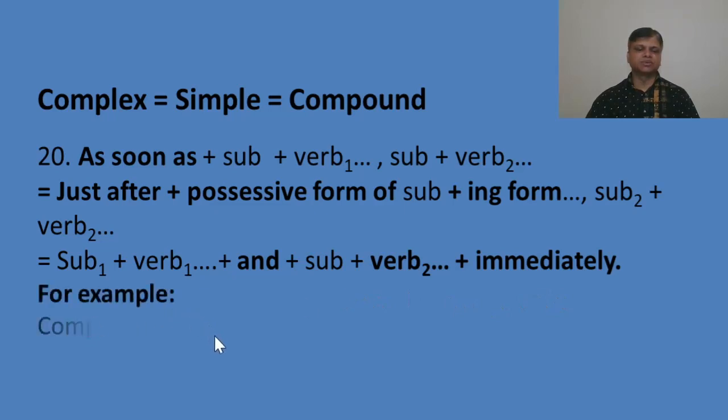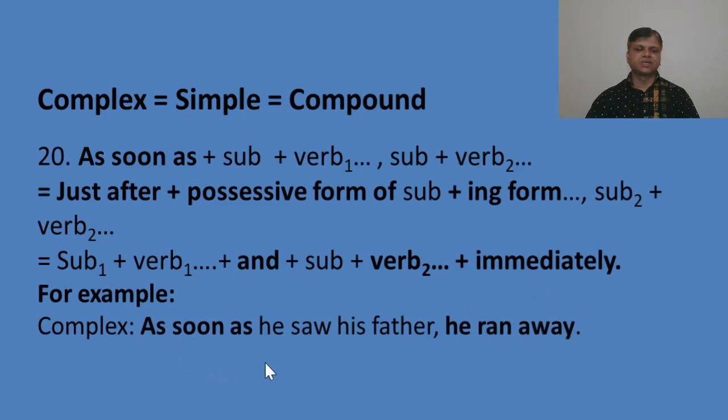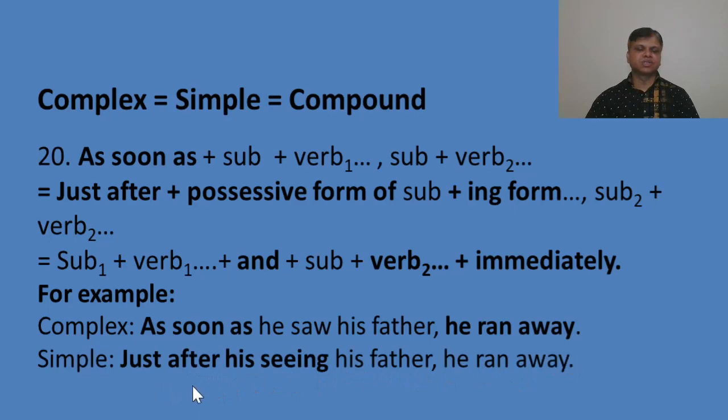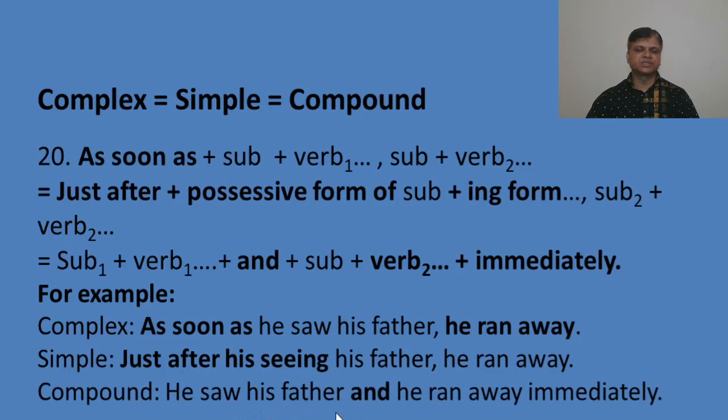So follow the example. As soon as he saw his father, he ran away. Simple: just after his seeing his father, he ran away. Compound: he saw his father and he ran away immediately. So look at the complex sentence. It contains as soon as. So the simple will begin with just after, the possessive form of the subject. Here the subject is he, the possessive form is his. The verb is saw, so the ing form of saw is seeing, and the rest of the sentence, comma, and the second clause.